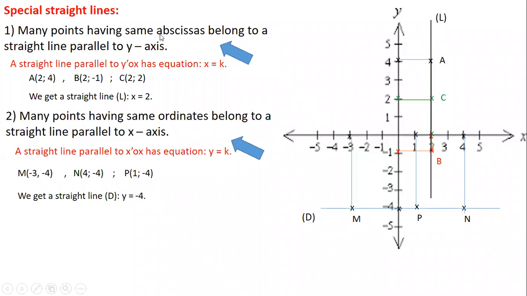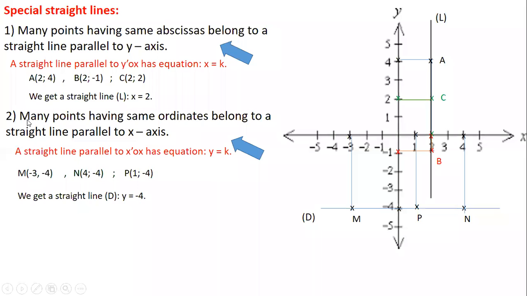This rule should be memorized because this is a rule. So if I have many points with the same abscissas, then I will get a straight line parallel to the y-axis. What will be the equation of this straight line? It will be x equal k. What do we mean by x equal k? It is the abscissa of all the points. So for example here, the equation of the straight line will be x equal to.